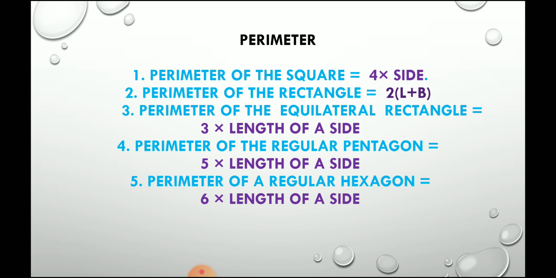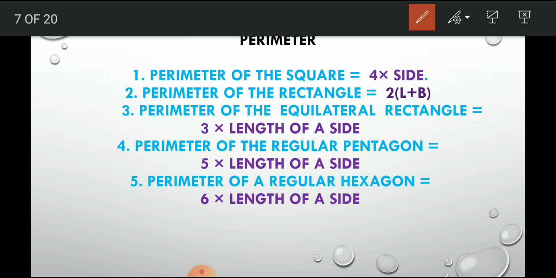Next, perimeter of the regular pentagon. What is a pentagon? How many sides? That is 5 sides. This is called a pentagon. If the pentagon has the same length on every side, here 3, 3, 3, 3, 3, we can use this formula.